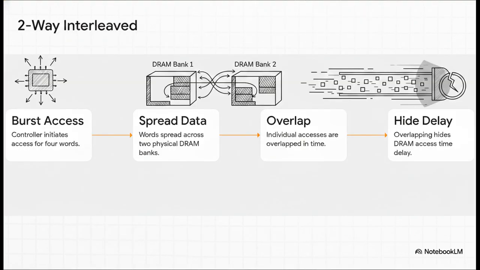So, putting it all together, here's the play-by-play for a two-way interleaved system. Step 1. The controller initiates a burst access for, let's say, 4 words. Step 2. Because of how the addressing is organized with alternating locations, those 4 words are instantly spread across 2 physical DRAM banks. Step 3. Those individual memory accesses are seamlessly overlapped in time. And step 4. This overlapping completely hides the inherent physical delays of accessing the DRAM hardware. By staggering the requests across different physical hardware, the data bus just stays constantly saturated with useful data.